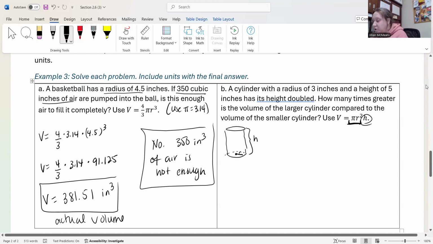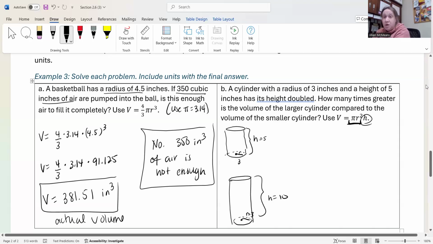So here we have a cylinder with a radius of 3 inches and a height of 5 inches that has its height doubled. Initially, we have a radius of 3 and a height of 5. But then we're going to take that same cylinder and double its height. So the radius stays 3, but now the height is 10. How many times greater is the volume of the larger cylinder compared to the volume of the smaller cylinder?